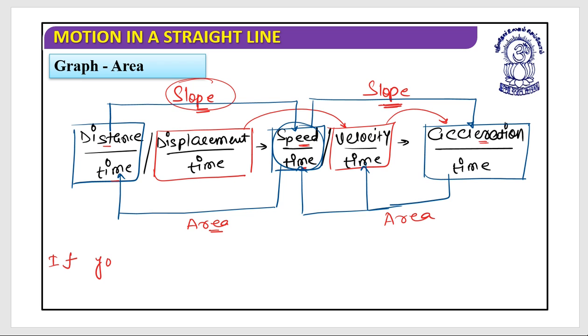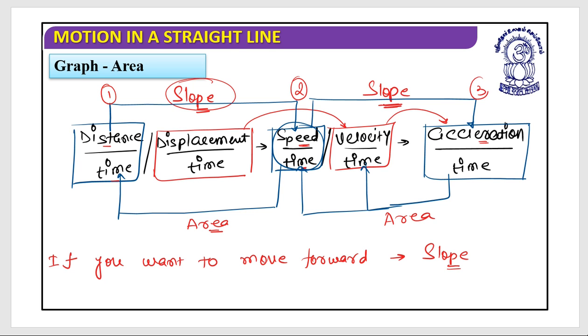If you want to move forward, then you need to find out this. This is what I call forward. This is the first step, this is the second step, this is the third step. So if you want to go from 1 to 2, 2 to 3, move forward, you need to find out this slope.